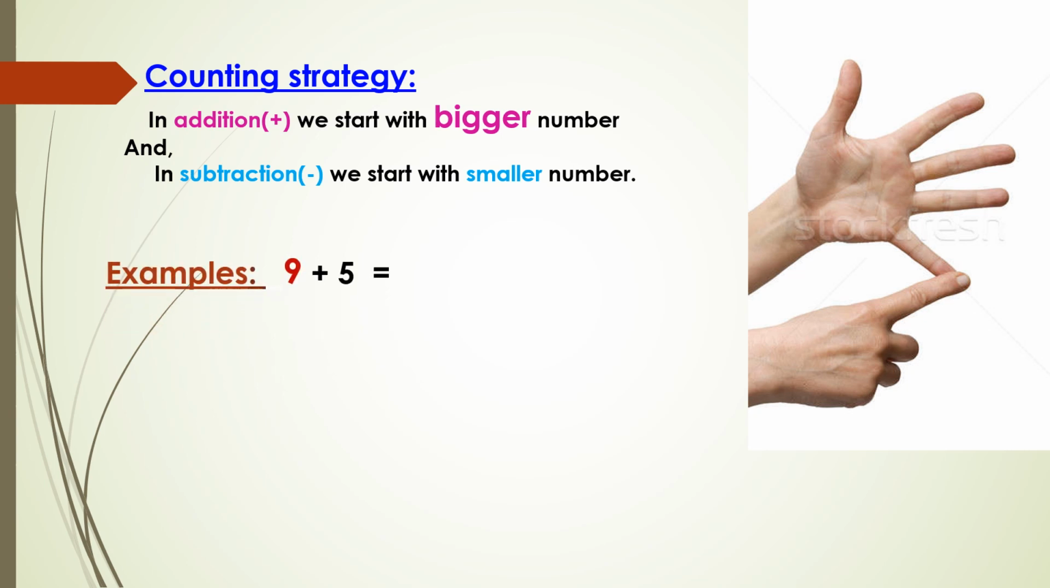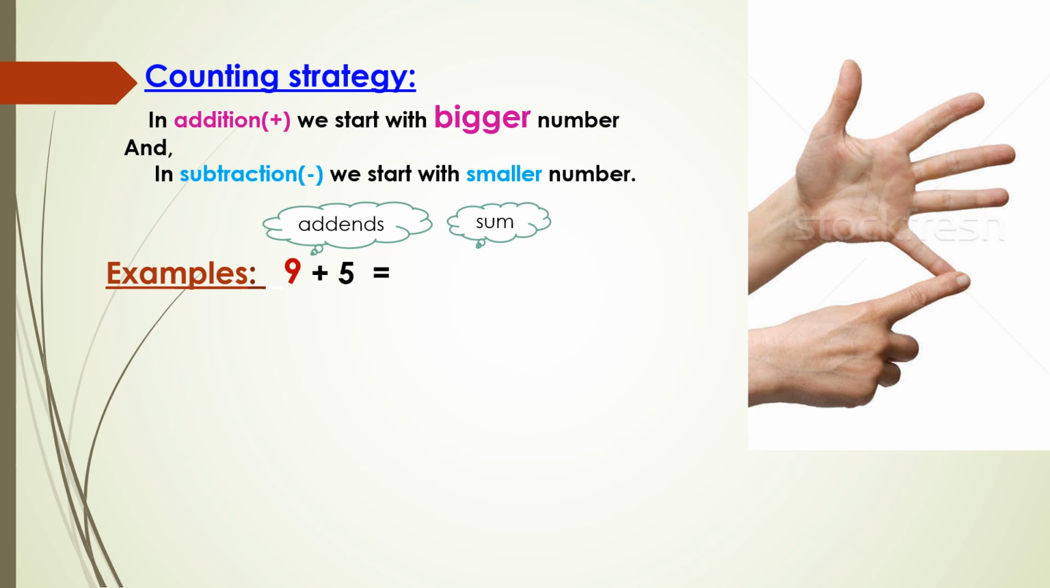Look here at the first example, 9 plus 5. Look carefully at the sign. It's a plus sign, which means addition. 9 and 5 in an addition sentence are called addends. While the result in an addition problem is called the sum.